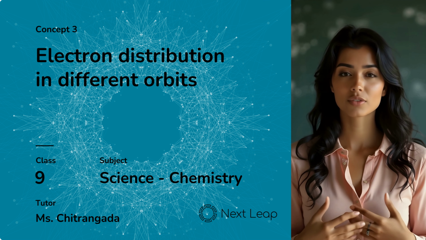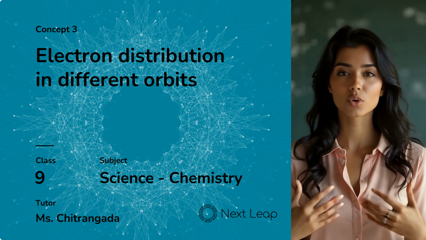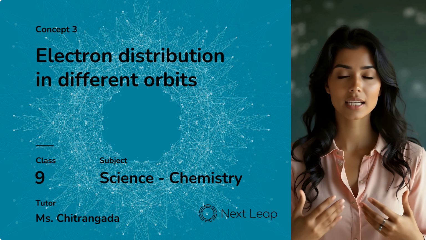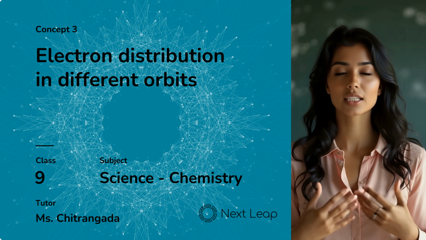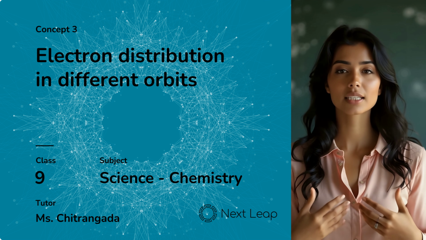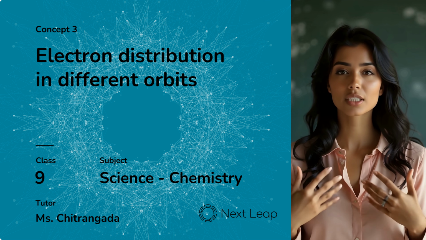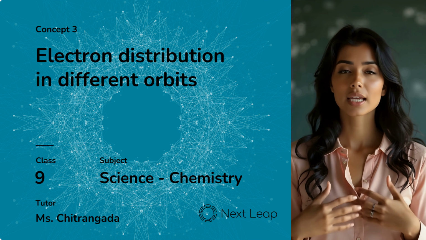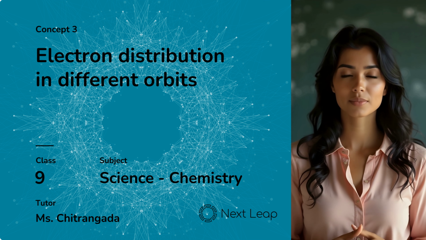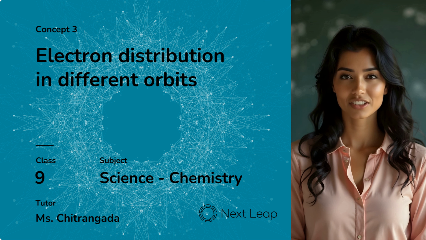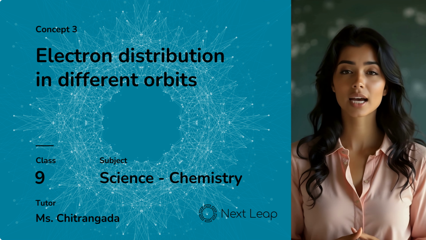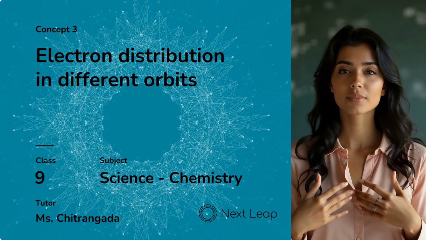After the discovery of electrons, the next question was where exactly do these electrons reside inside the atom? To answer that, Bohr and Bury gave a set of clear rules that explained how electrons are distributed. And these rules form the basis for understanding chemical bonding and the behavior of elements.